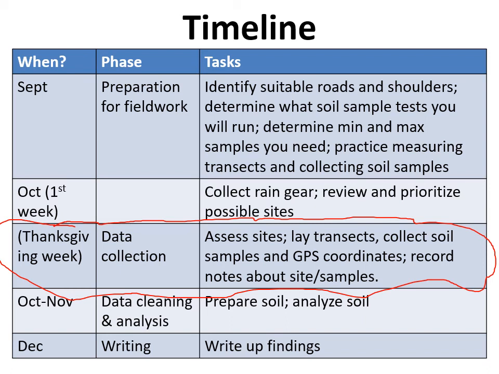Then during the week of Thanksgiving, when you're in Peterborough, you'll actually collect your data. So you might assess the sites. You probably are going to take photos of the sites. You might sketch out the general kind of vegetation patterns. You might even take a photo of the location where you collect each of the samples along the transect. You'll lay your transect lines. You'll collect your soil samples, probably get your GPS coordinates. You'll record your notes about the site and the samples. And remember, you'll have different sites because each transect kind of corresponds to a site.